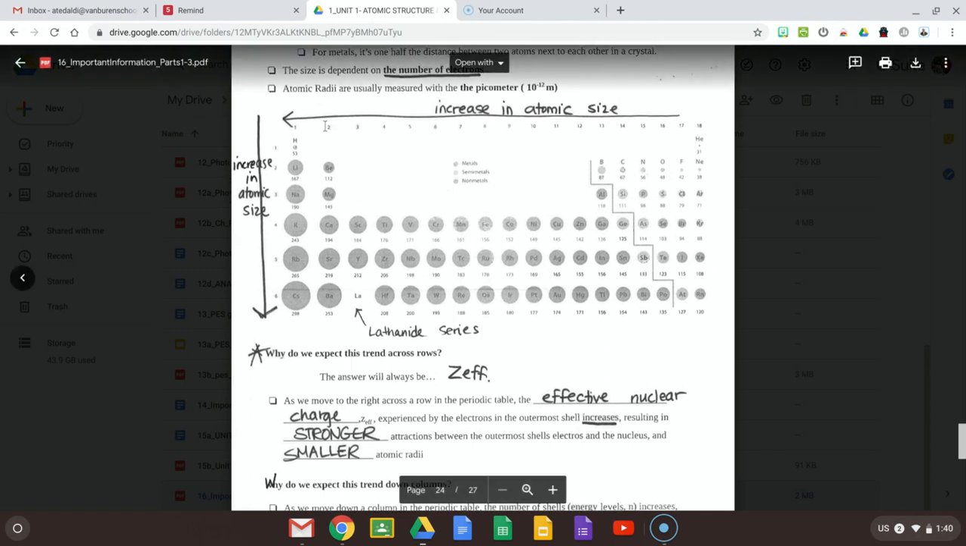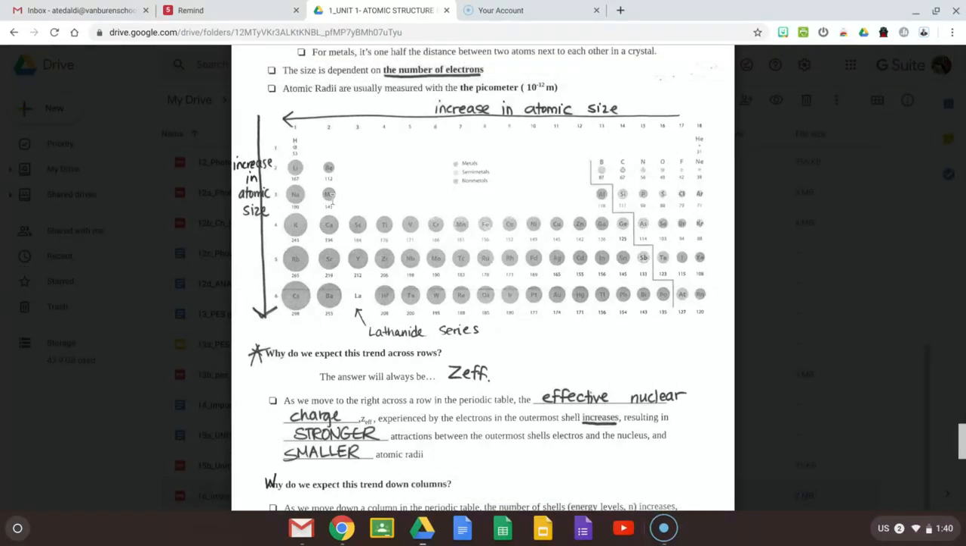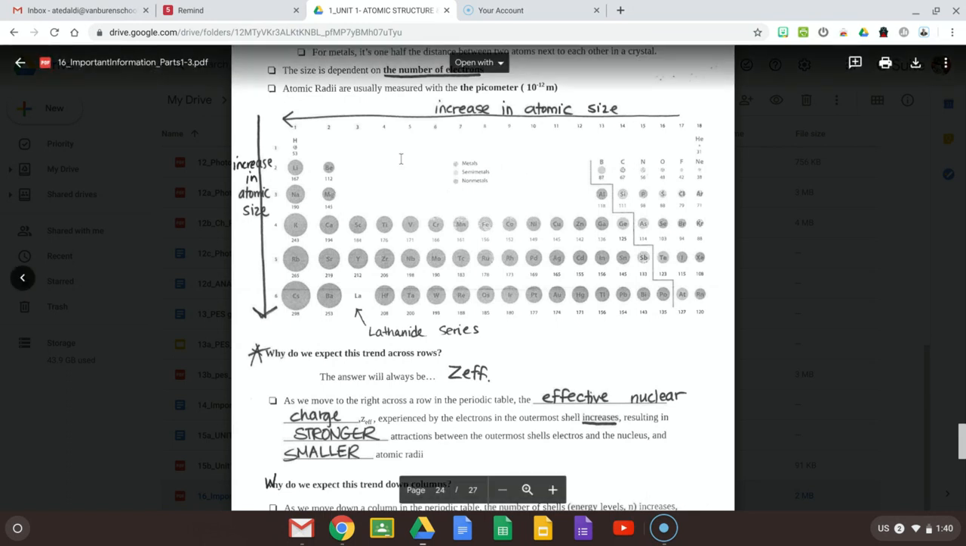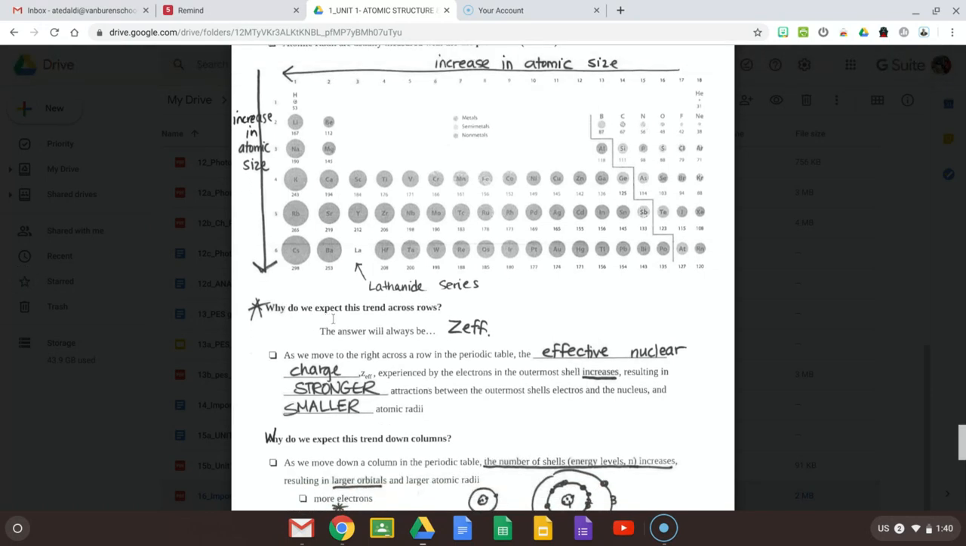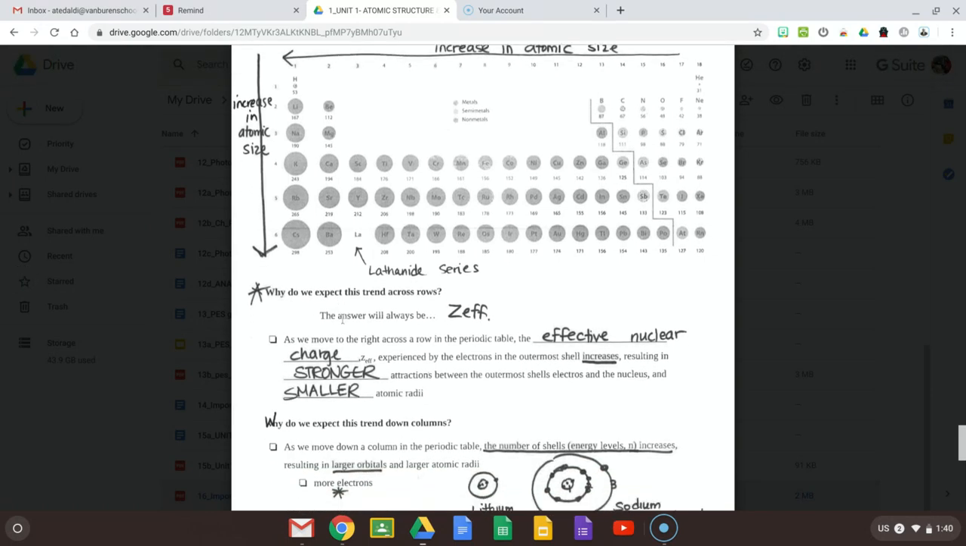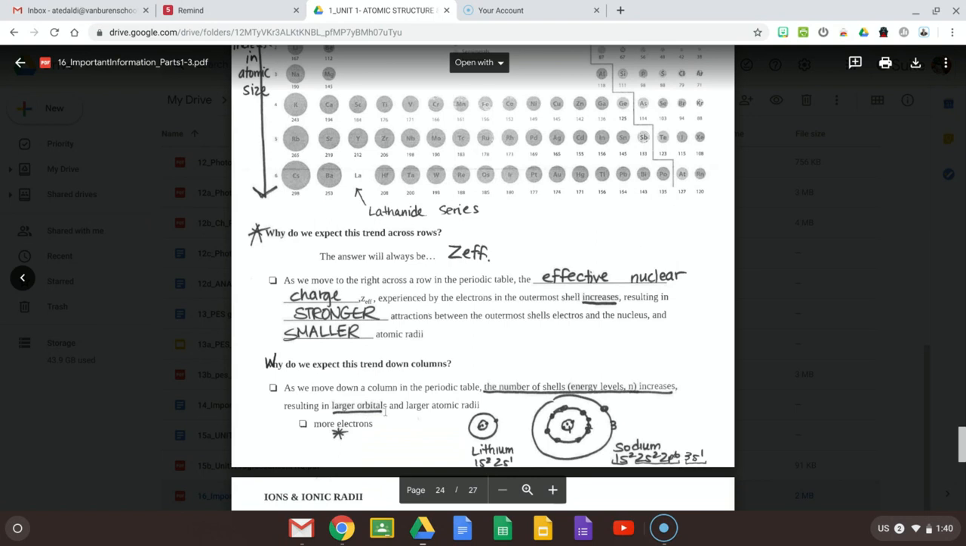Going from right to left in a row, the Z effective is decreasing, so the atom is getting bigger because those electrons are not being held tightly. The same could be said as you go down a group. It's larger because there are more electrons. As you move down a column in the periodic table, the number of shells increases, resulting in larger orbitals and larger atomic radii.